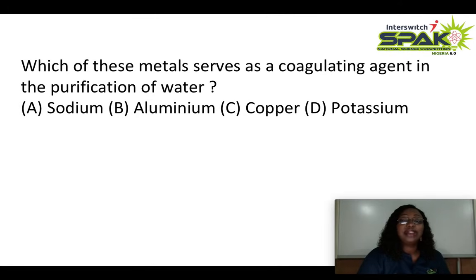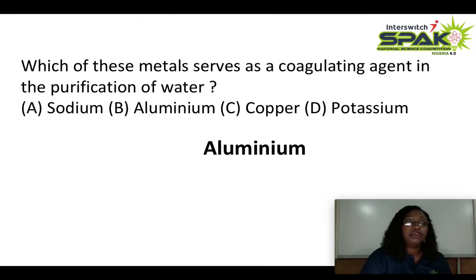Which of these metals serves as a coagulating agent in the purification of water? We've already mentioned that in the purification of water we have chlorine that kills germs. Now we are asking which of these metals serves as a coagulating agent in the purification of water. The answer is aluminium. Aluminium tetraoxosulfate VI acts as a coagulating agent in the purification of water.